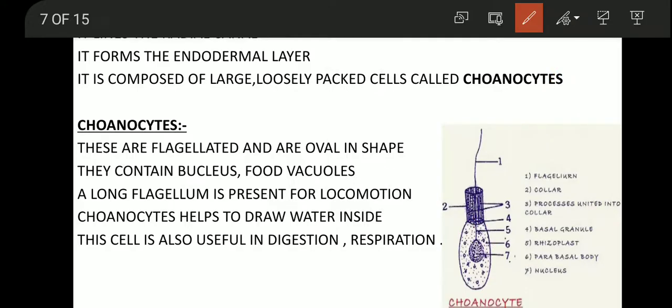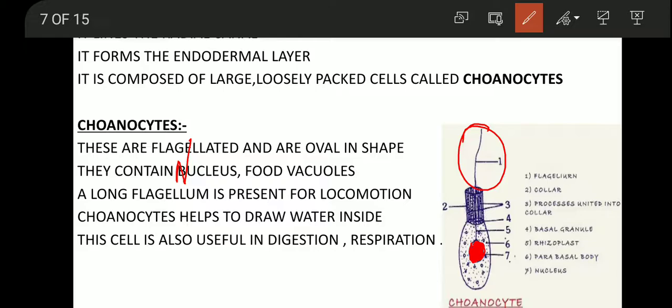They contain a nucleus. It's not B, it's N. Here you see the nucleus, number 7. A large nucleus is present, and we have food vacuoles for storage of food. A long flagellum is present for locomotion. It helps the entire thing to locomote.